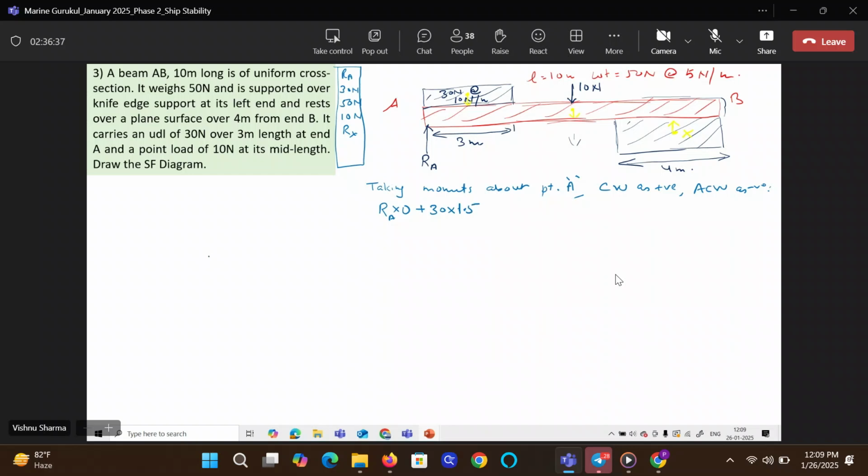Then 10 newtons, the lever is 5 meters. Again clockwise, 10 into 5. So is the uniform weight of the beam, 50 into 5. And then we have the reaction causing anti-clockwise moment, Rx into 10 minus 2, 8, becoming 0. Does everybody agree with this expression that I have written? If anybody has not agreed or not understood, please let me know.